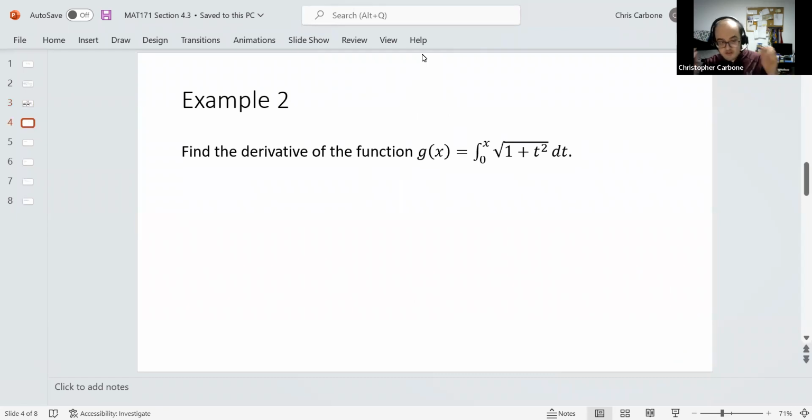For example number 2, we want to find the derivative of the function g of x is equal to the integral from 0 to x of the square root of 1 plus t squared dt. And this gives us very nicely as the answer the square root of 1 plus x squared.